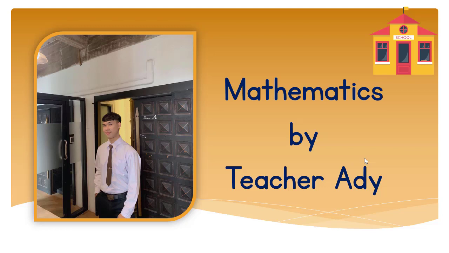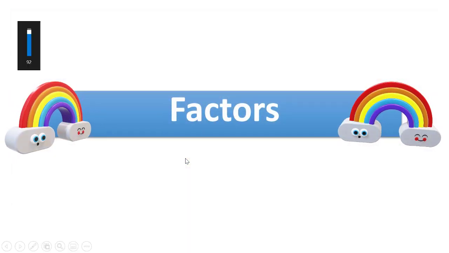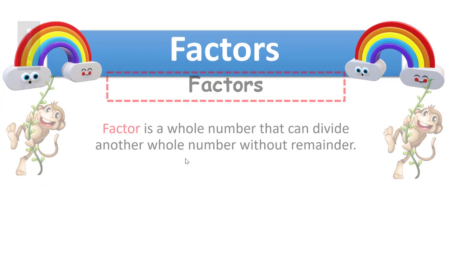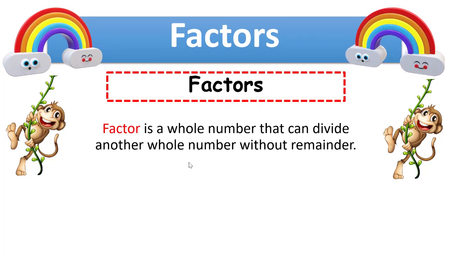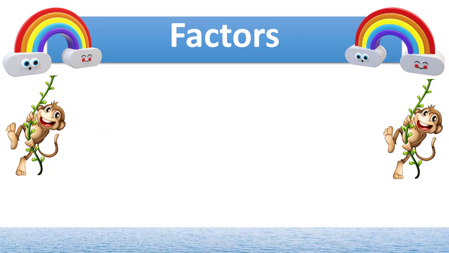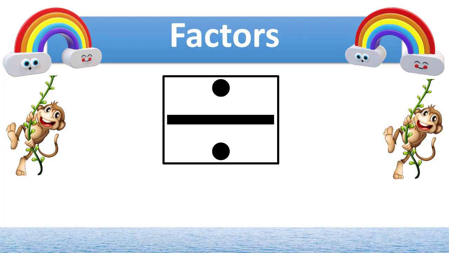Let's go. Today we're going to be doing the revision of Unit 1, factors. A factor is a whole number that can divide another whole number without remainder. No remainder. What is this symbol? Can you tell me what this symbol is? Divide. Very good.